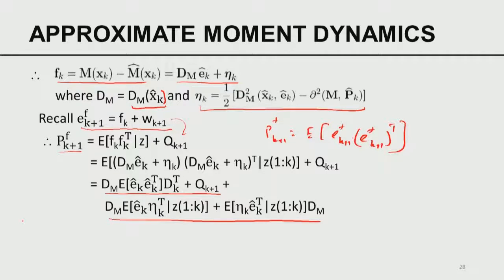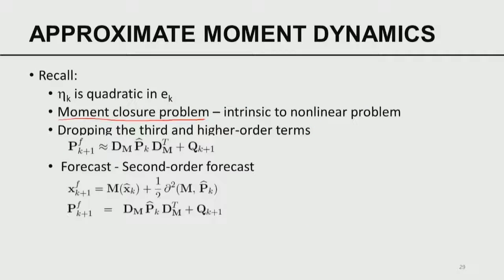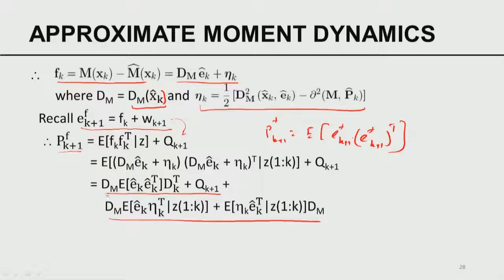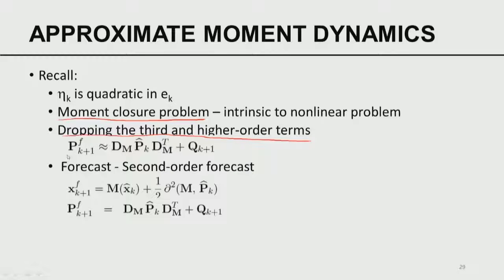So what are we going to do? Approximation ideas are very clear. The moment closure problem is intrinsic to nonlinear problems. And how do we tackle this? We simply close our eyes and drop all those terms that we don't know. So in trying to get a second order approximation, drop the third order and higher order terms. That essentially leaves only these two terms; the following terms are dropped. So once I drop those, my second order approximation to the second moment is given by this.